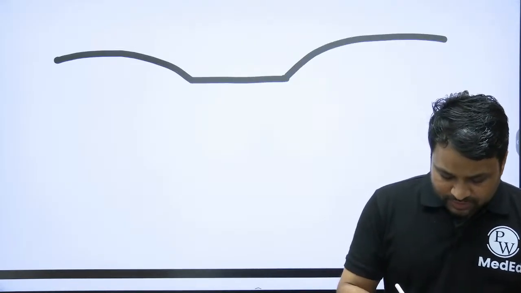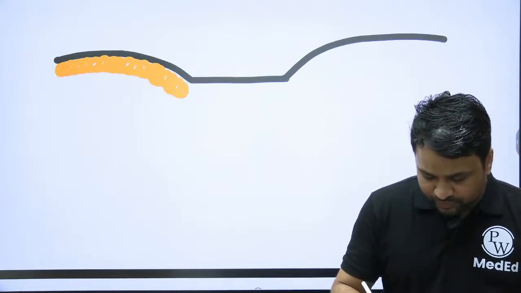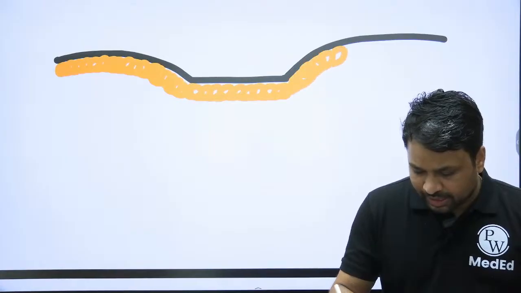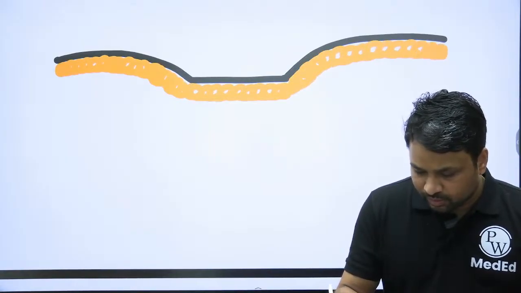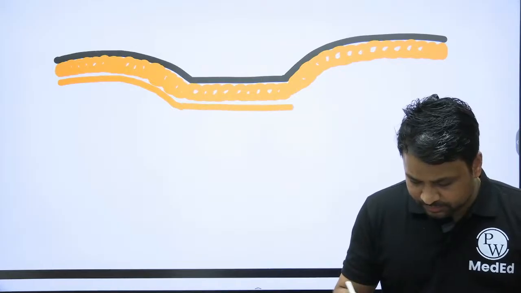Below the skin you have subcutaneous fat, which is divided into two components. You have the superficial Camper's and the deep Scarpa's. So this is your Camper's layer. Below the Camper's you have the fibrous Scarpa's fascia that is present.